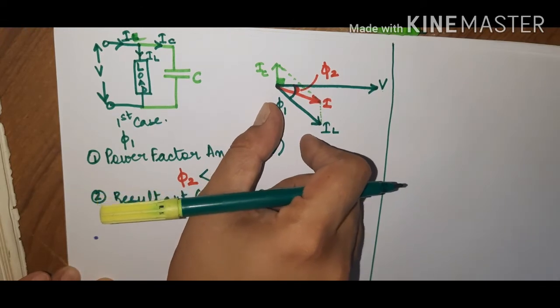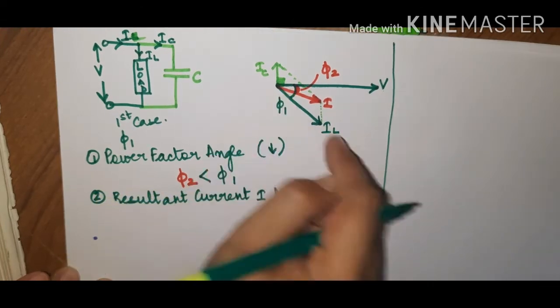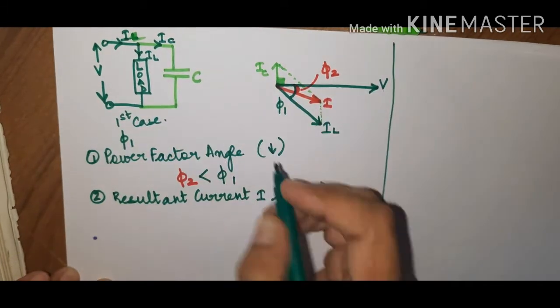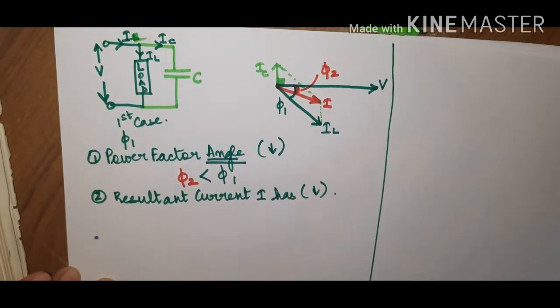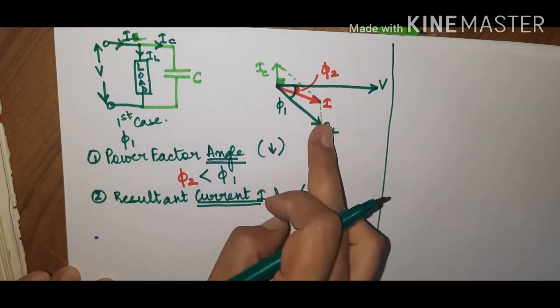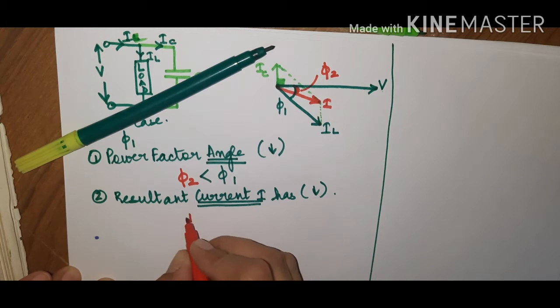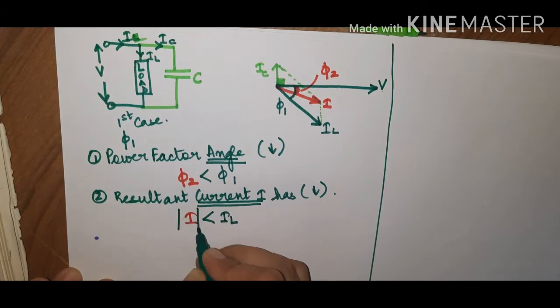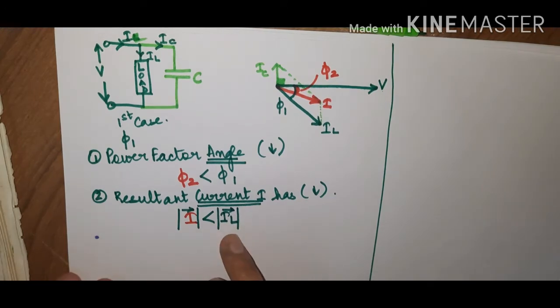Okay, so not only has the power factor angle reduced, but now the total resultant current's magnitude has also reduced. The first thing that has reduced is the angle. The second thing that has reduced is the magnitude of current. As you can see from here, the total resultant current, that is I, is definitely less than the original load current, that is IL, in magnitude. Magnitude we represent by a bar sign and an arrow on top. So from here we can see that the magnitude has basically reduced.